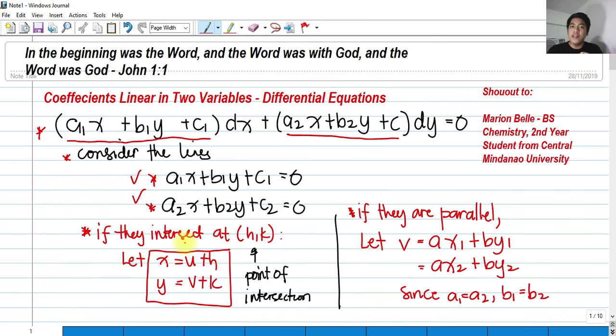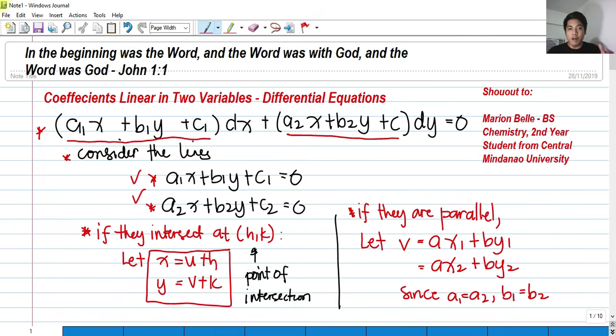If the given lines here in our dx and dy intersect at (h, k), where h and k are the coordinates of the point of intersection, we will use a substitution. Let x equal u plus h, where h is the x coordinate of the point of intersection, and let y equal v plus k, where k is the y coordinate of the point of intersection.